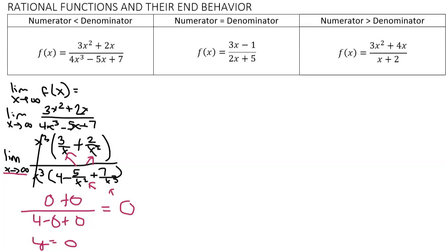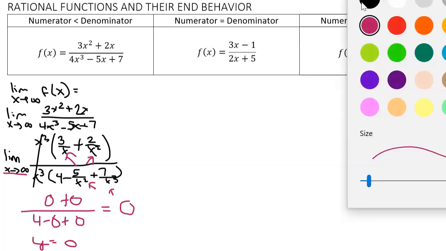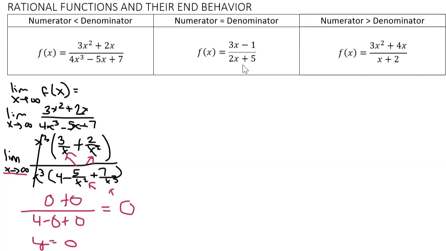Let's try this again with the second example. So our second example, the degree in the numerator and denominator are both linear. They both have an exponent of 1. So we know from our previous algebra classes that the horizontal asymptote is just a ratio of the coefficients, 3 over 2. What does that look like in calculus when we're approaching it with a limit?